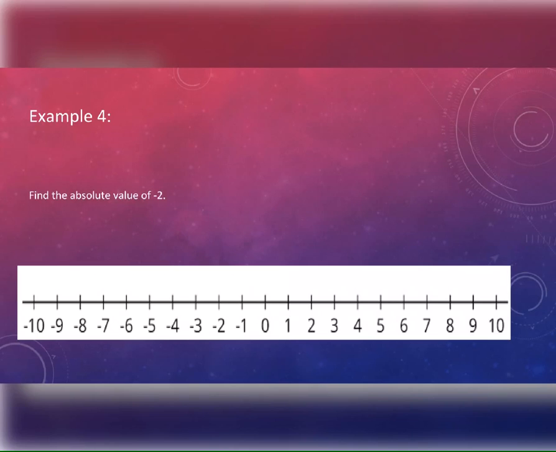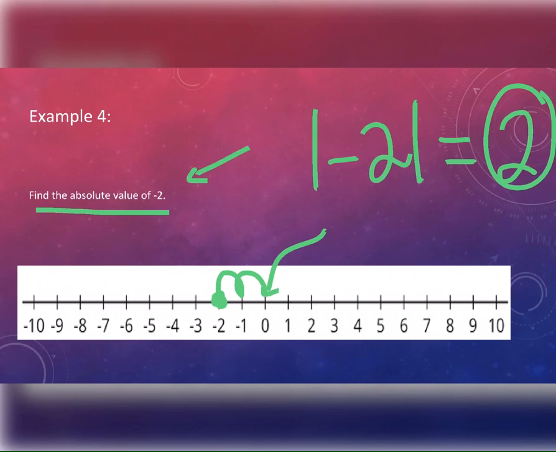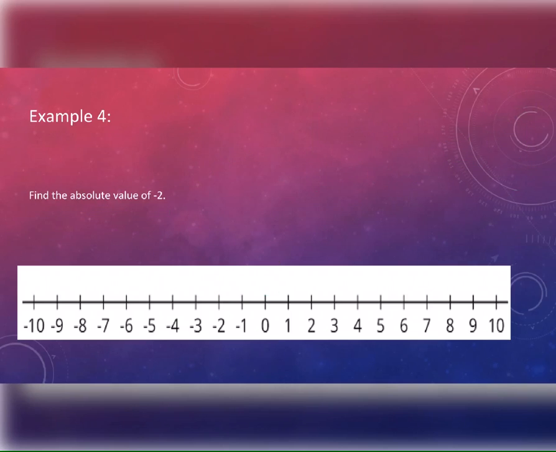In example 4, it says find the absolute value of negative 2. They've only used words, but it still means the same thing. So how many places away from 0 is negative 2? We start at the origin. Negative is to the left, so we're going to go 1, 2. So we move 2 places to the left of 0, or our origin, to get to negative 2. So the answer would be 2.